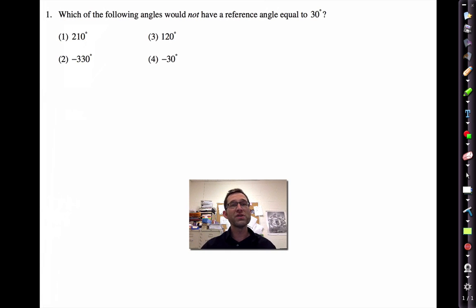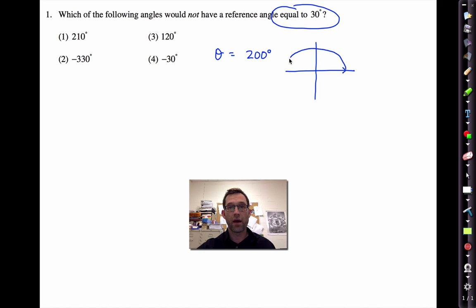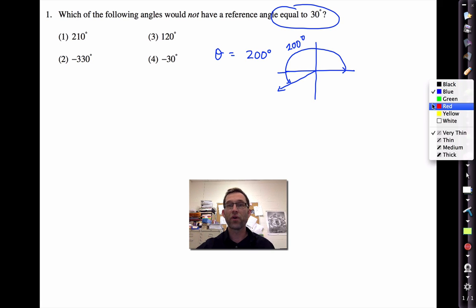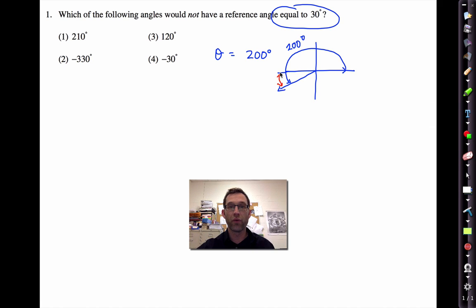All right, problem number one. Which of the following angles would not have a reference angle equal to 30 degrees? Now remember, the reference angle, if I take any angle, like let me take one that doesn't have a reference angle of 30 degrees. Let's say I have an angle of 200 degrees. Remember, I always measure angles from due east. 200 would be more than 180, but less than 270. So a 200 degree angle would be somewhere in here, but its reference angle, let me draw that in red, would be right here.